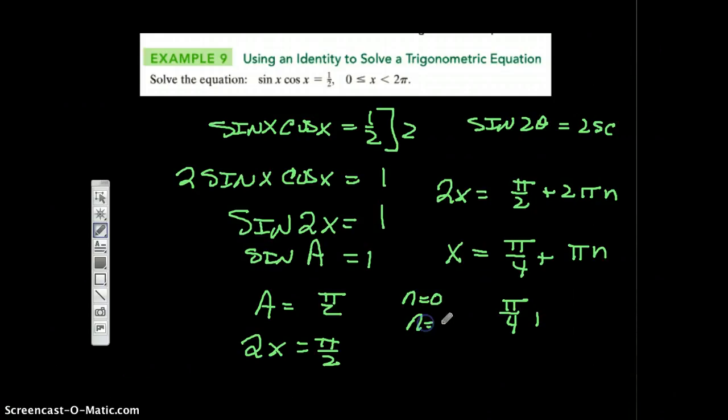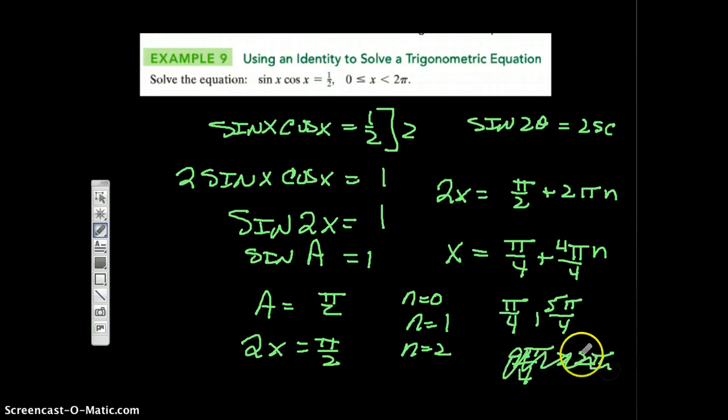Okay, n is equal to 1. Well, can we make that pi over 4? Makes it a little easier to work with. That'd be 5 pi over 4. Okay, n is equal to 2. That would be another 4 pi over 4, so it would be 9 pi over 4. But wait a minute, isn't that over 2 pi? Yes, that is greater than 2 pi. So we're going to stop there, and those are the answers to that problem. So you have to be a little creative on that one.